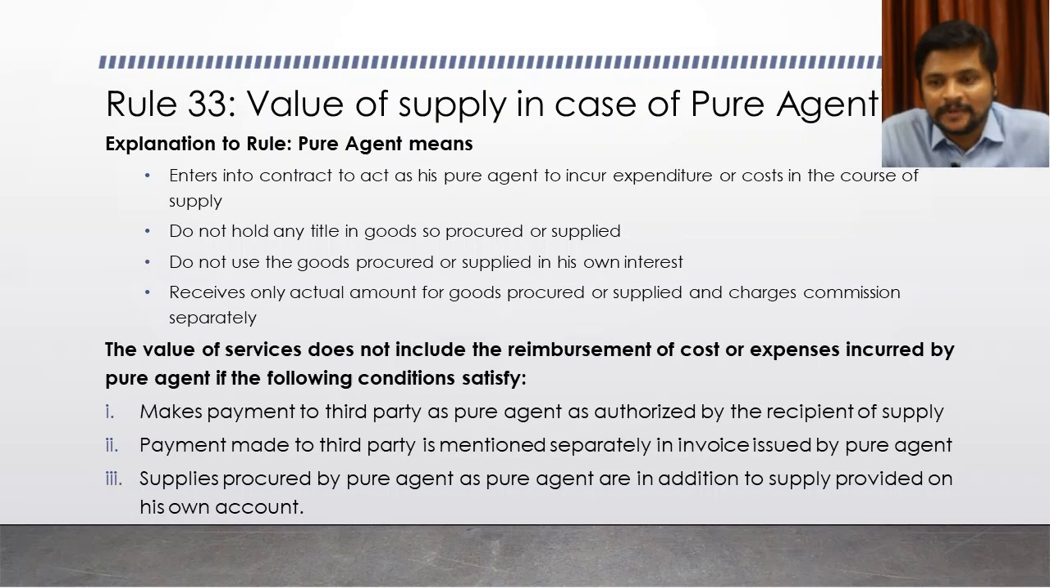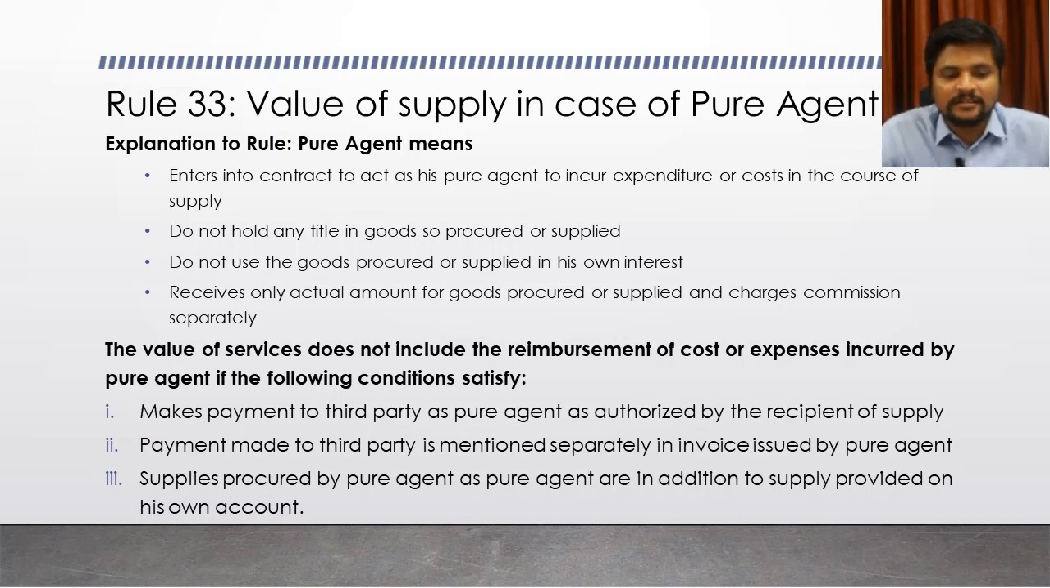For example, he purchases certain goods and he supplies them to the recipient. The title of the goods is not possessed by him. He does not take the title of those goods. He just facilitates the transaction. That is the second condition. Third, he does not use the goods procured or supplied in his own interest. Whatever goods he procures, he just facilitates the movement. He does not use the goods for his own interest.